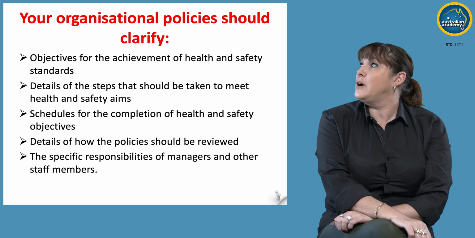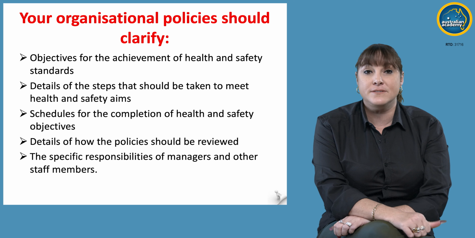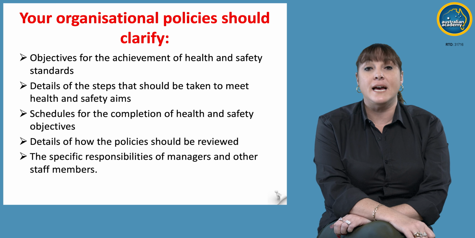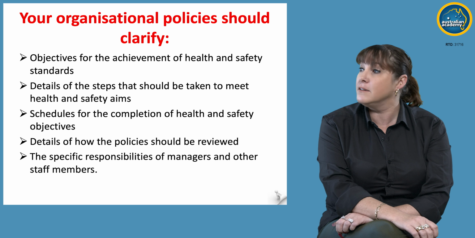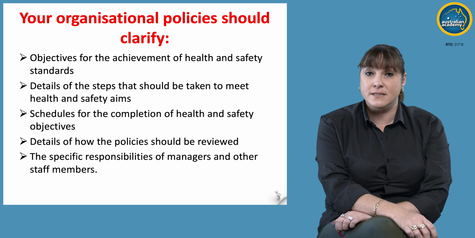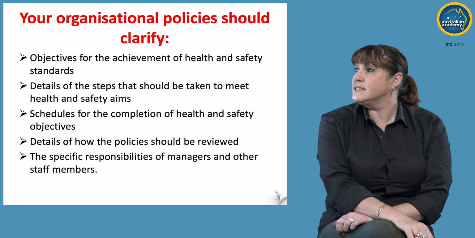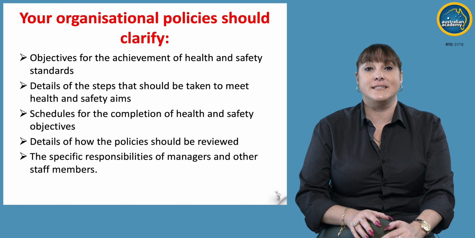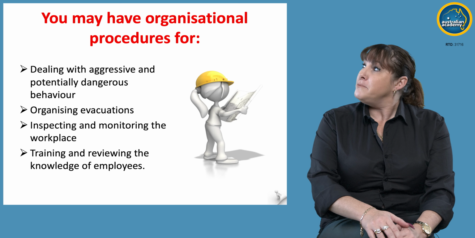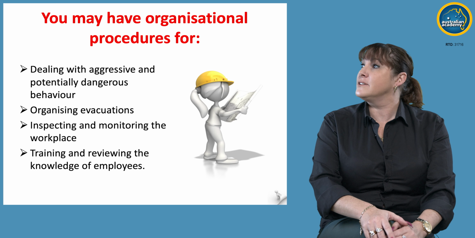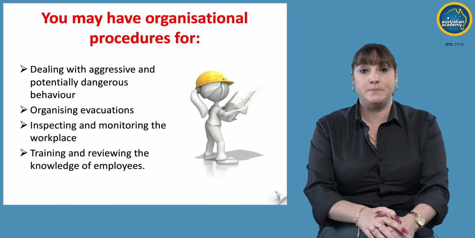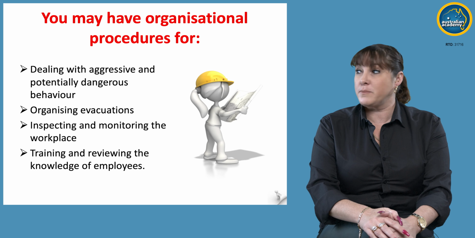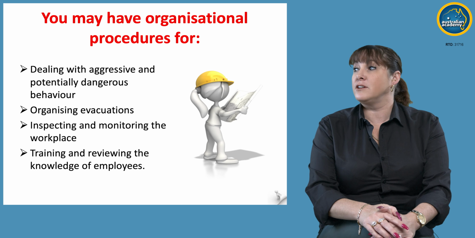Your organisational policies should clarify objectives for the achievement of health and safety standards, details of steps that should be taken to maintain a health and safety environment, schedules for the completion of health and safety objectives, and details of how policies should be reviewed and the specific responsibilities of managers and other staff members. You may have organisational procedures for dealing with aggressive or potentially dangerous behaviour, organising evacuations, inspecting and monitoring the workplace, and training and reviewing knowledge of employees.